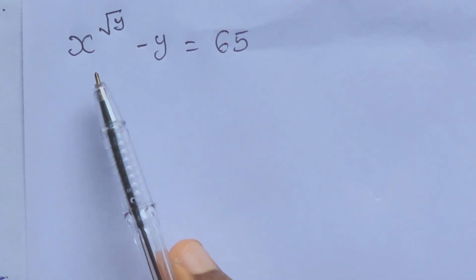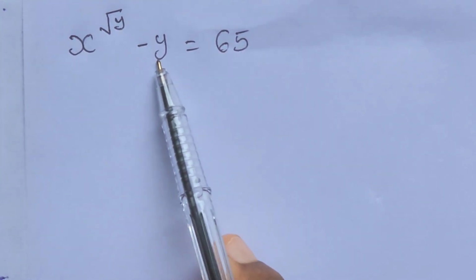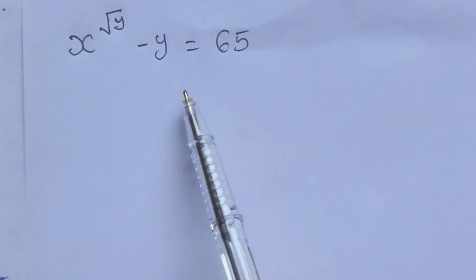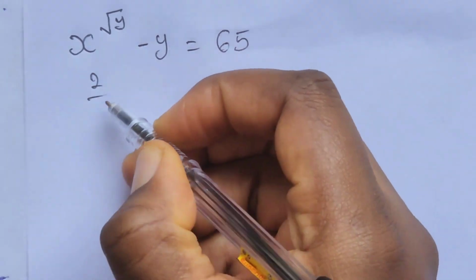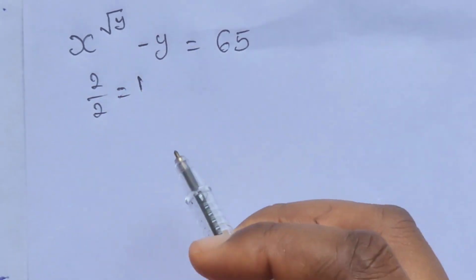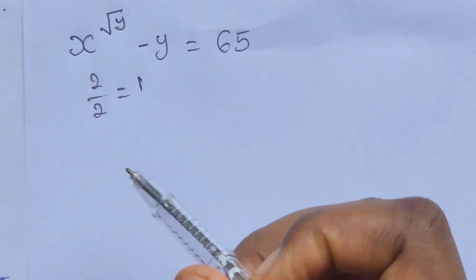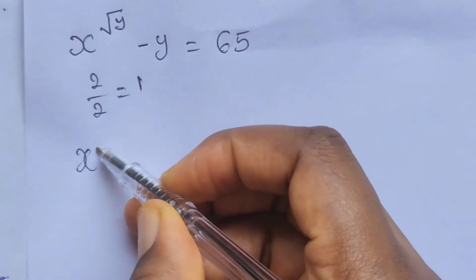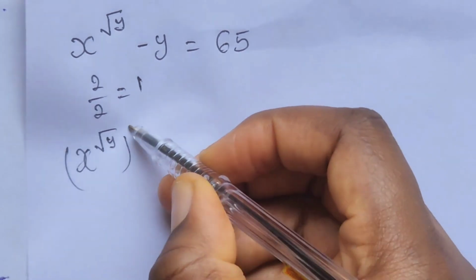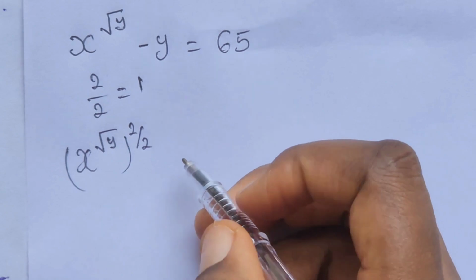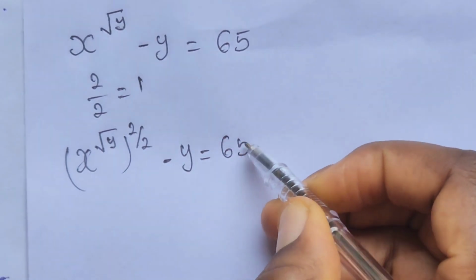So today we want to solve this problem. We have x to the power of root y minus y equal to 65. For us to begin, we know that 2 over 2 is equal to 1. So we multiply this power by 2 over 2 to have x to the power of root y further raised to the power of 2 over 2, minus y, equal to 65.